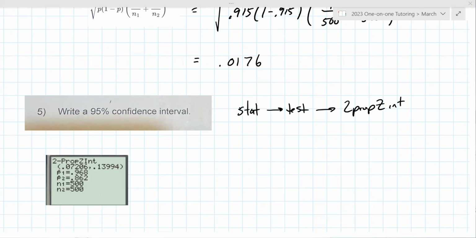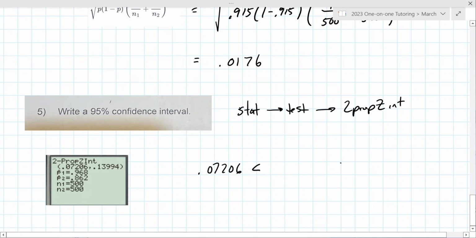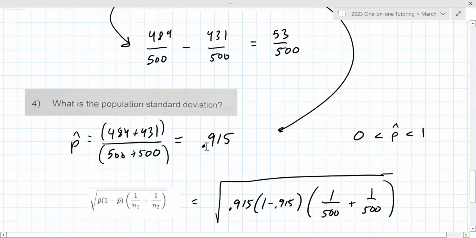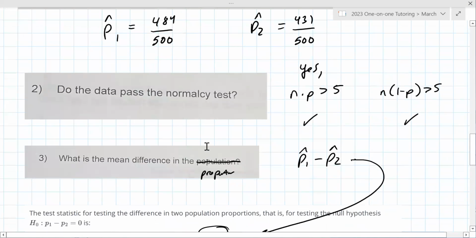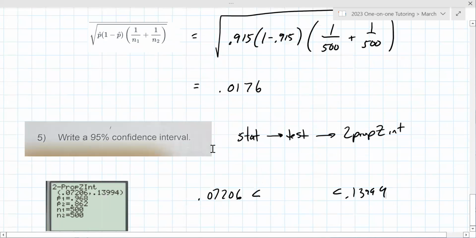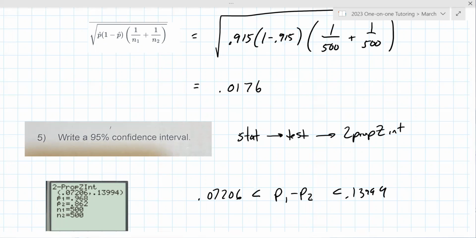All right, so the confidence interval, you want to write 0.07206 less than P1 minus P2 less than 0.13994. And what goes in the middle is from your null hypothesis, which I guess you don't have. So it's P1 minus P2. Okay. Now, normally you write a null hypothesis. That's why I said that, because that's the key there. 6 is to write a sentence.